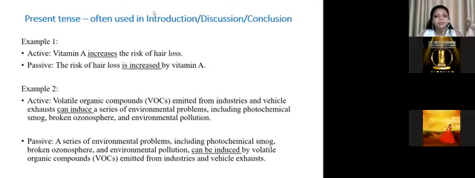Yes, which one? Active one or the passive voice? Active one. Because active voice sentences are a bit more straightforward.